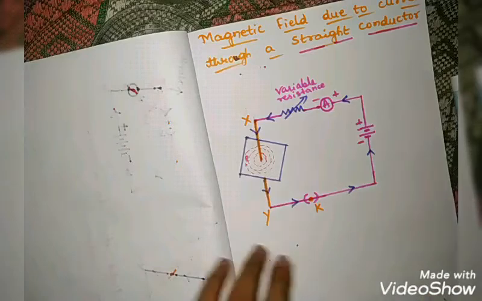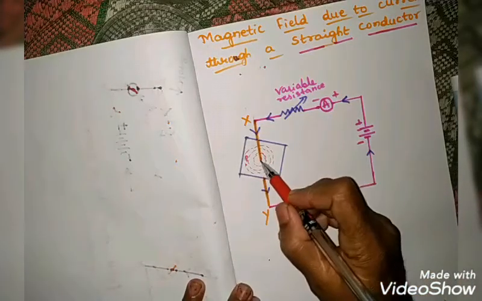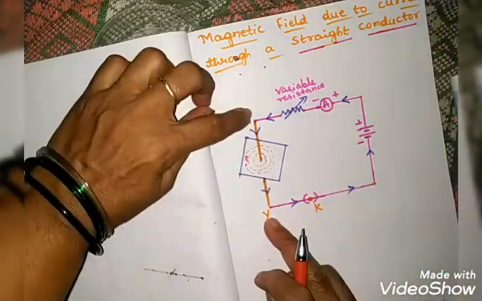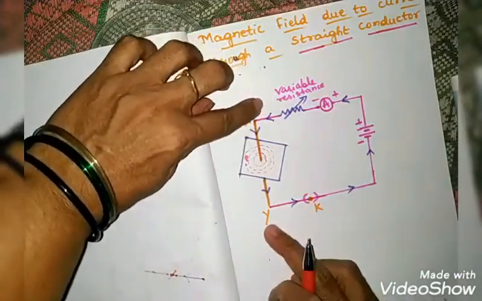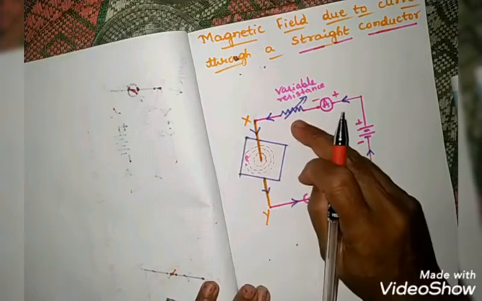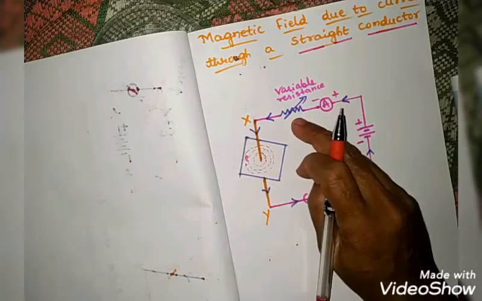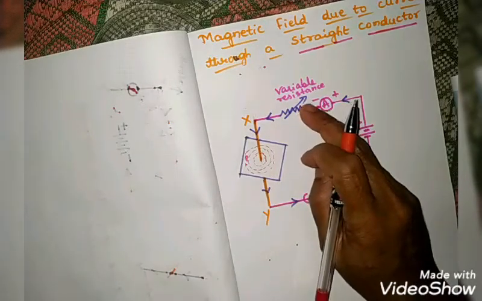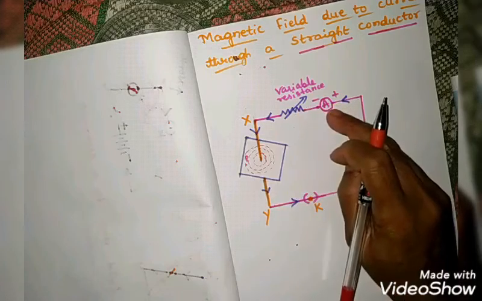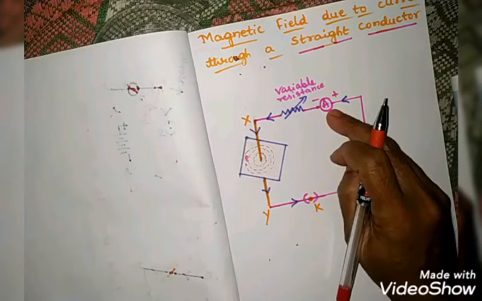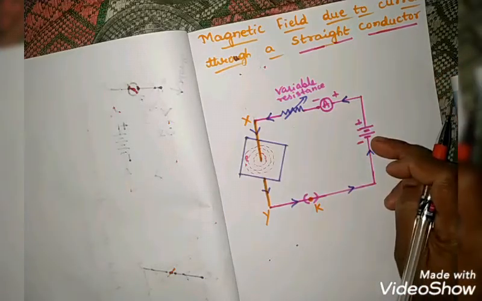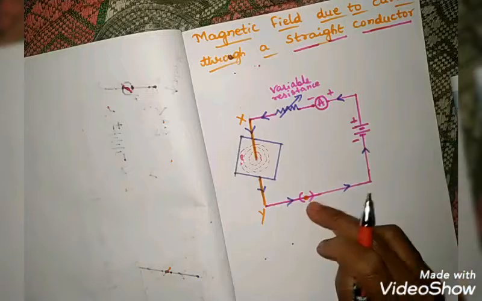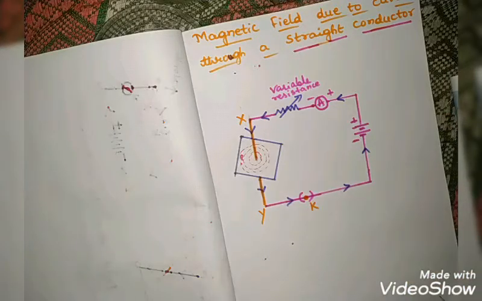The ends of this XY copper wire, one end is connected to a variable resistance, the rheostat that we studied, through which we can vary the resistance, and here an ammeter which reads the current, the measurement of current, and here a battery, the combination of cells, and here a plug key. Understood, no?